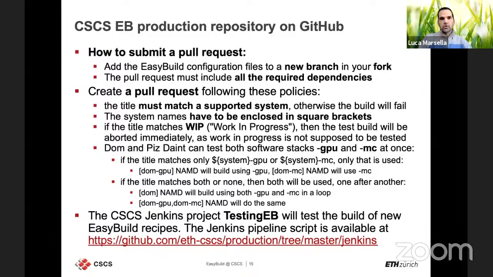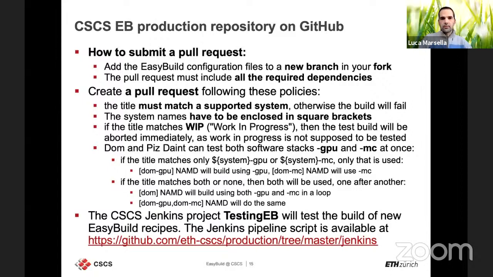We have, as I mentioned, a CSCS EasyBuild production repository on GitHub. You can also, as a user, submit a pull request. You can add the EasyBuild configuration files to a new branch in your fork. And then your pull request must include the dependencies.